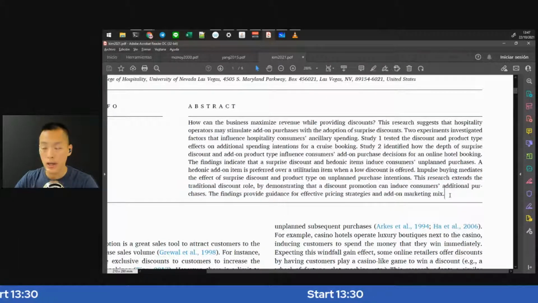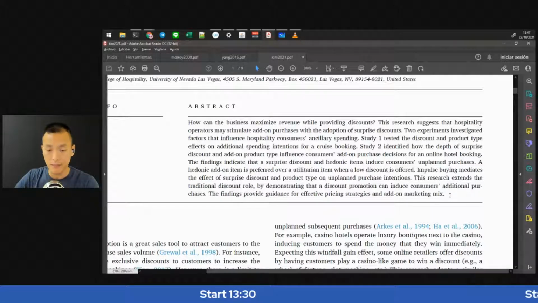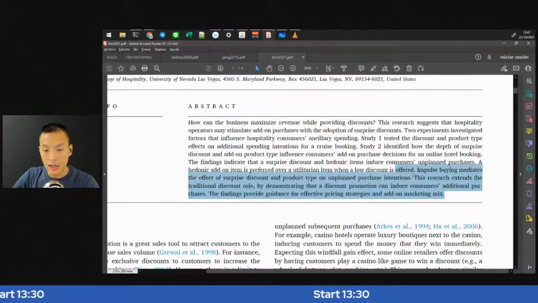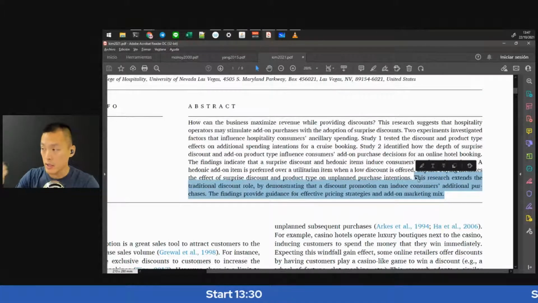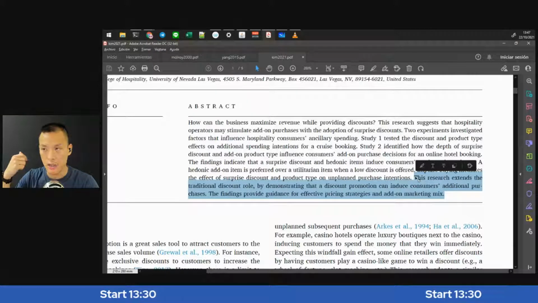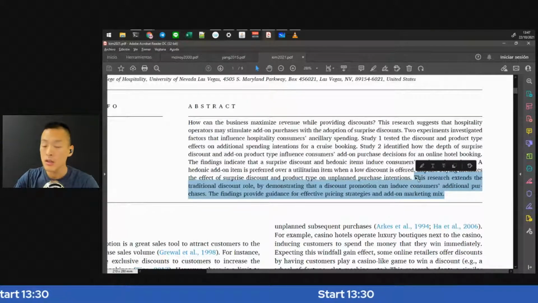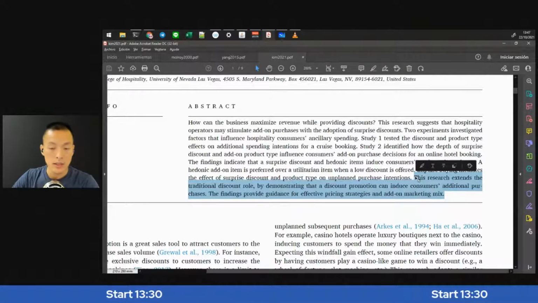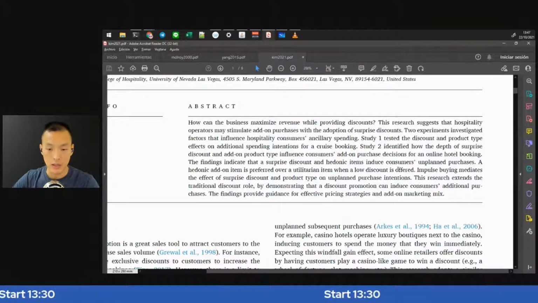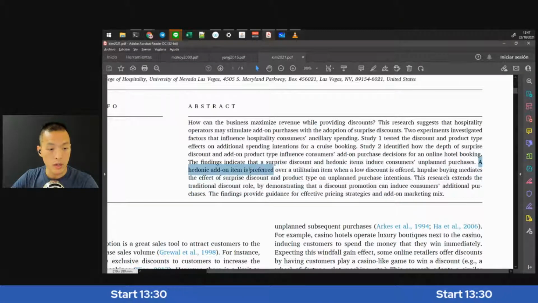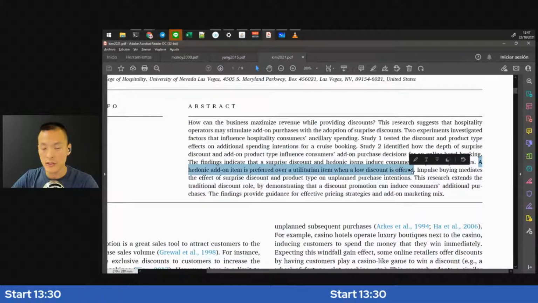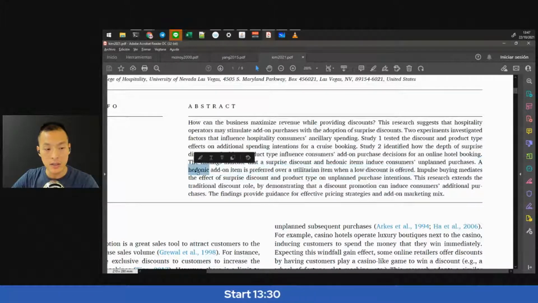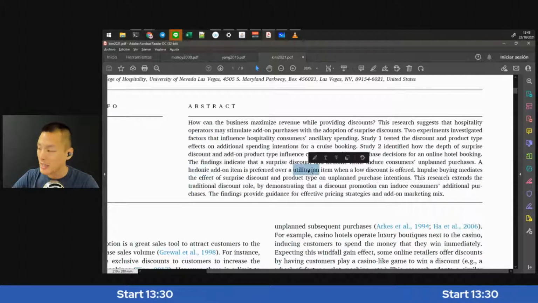So before we launch into why this research is at the optimization level, I would like to stress again that good research is not aiming for new knowledge. Good research is not aiming to be statistically complex. No, good research provides you valuable information. So this research, in the abstract alone, is saying that if you want to give a discount, the surprise kind, you want to give it to hedonic items, not utilitarian items.